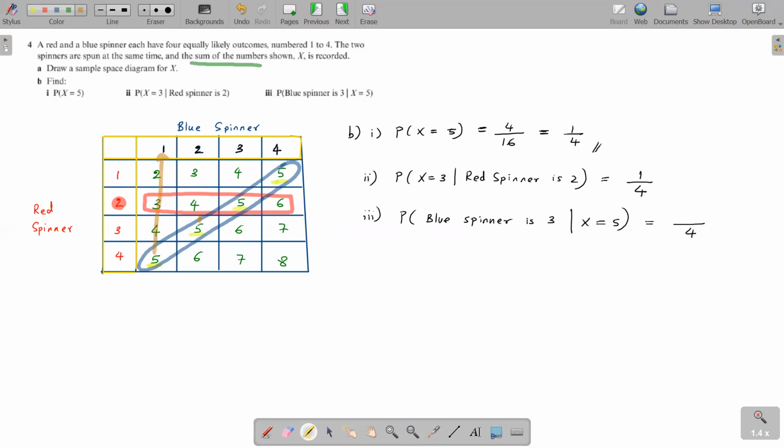From this 5, the blue spinner is a 2. That doesn't work. From this 5, the blue spinner is a 3. That works. And from this 5, the blue spinner is a 4. That doesn't work. So from the events where x is 5, which one makes the blue spinner 3? There's only one outcome. So the probability is 1 over 4. Okay, is that clear? All right.